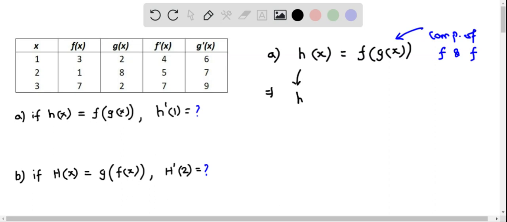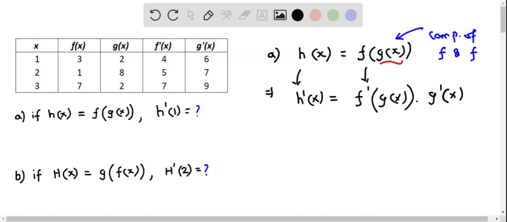The derivative of h of x is written as h prime of x. Here we find the derivative of the composition of f and g, which means we first find the derivative of f, which is f prime. Since it is f of g of x, we write f prime of g of x. Now we apply the chain rule to find the derivative of g of x, which is g prime of x. So the derivative of h of x is f prime of g of x multiplied with g prime of x.